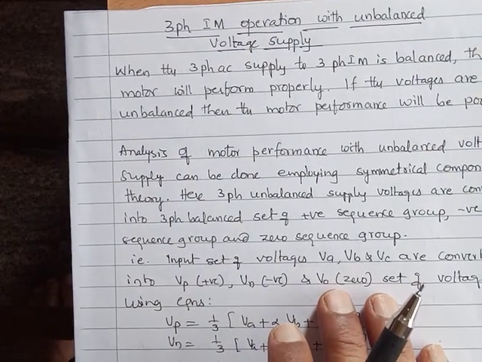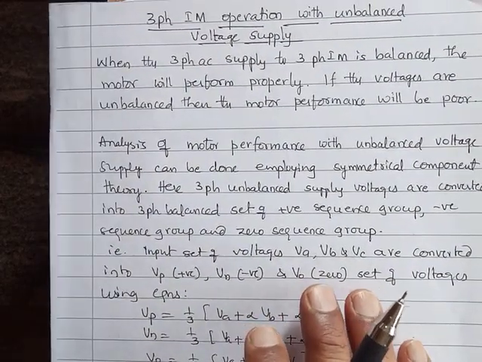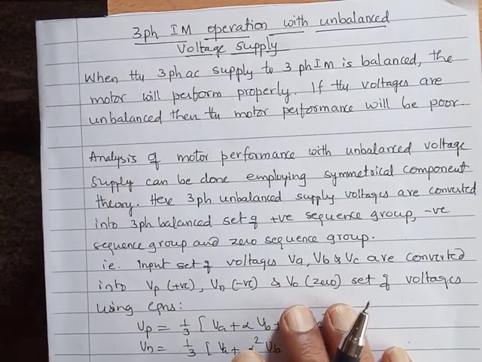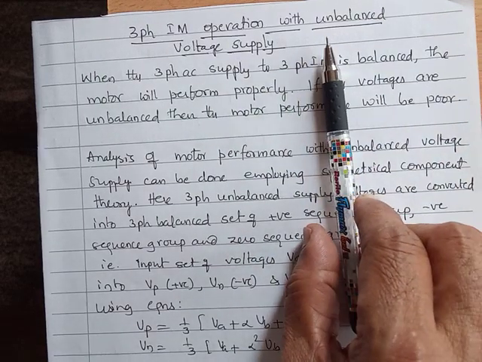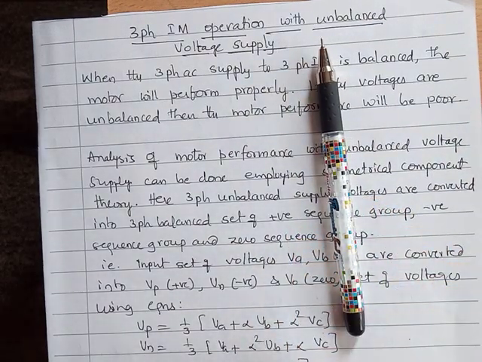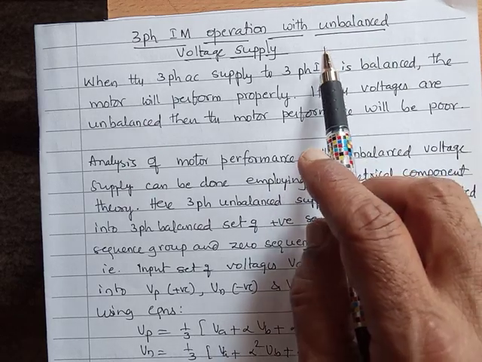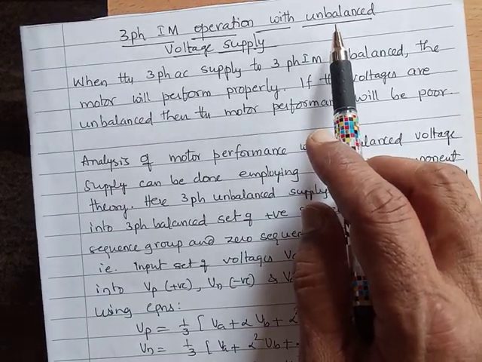Three-phase induction motor operation with unbalanced voltage supply. The three-phase induction motor is fed with three-phase supply, we know about that, and the three-phase supply is to be a balanced supply. Only when the supply is balanced will the performance of the motor be as per the specifications, because motors are designed for balanced three-phase supply. But there is no guarantee that the supply is always balanced. Quite possible that it is unbalanced at times.